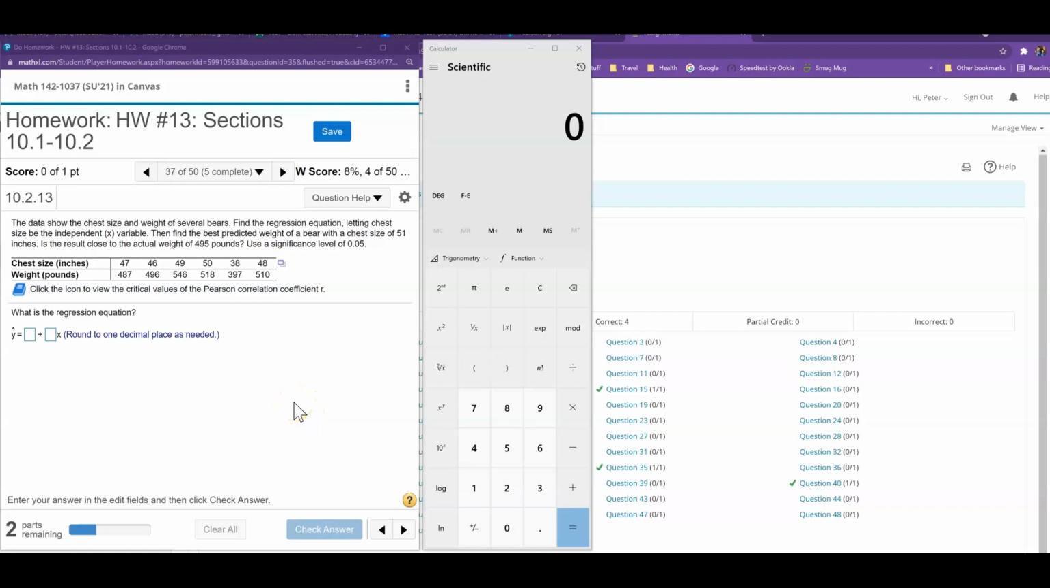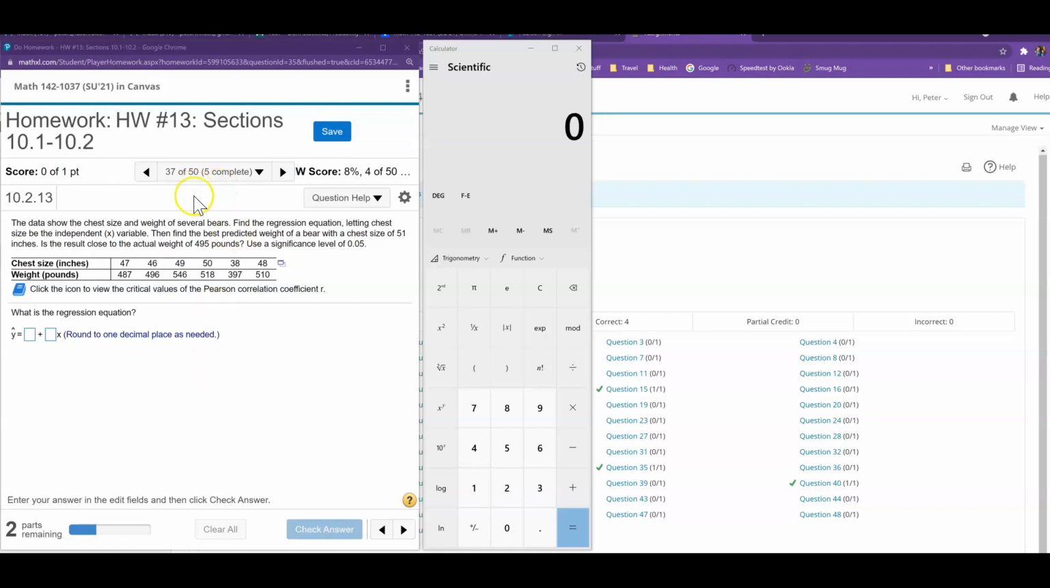Hey there, students. What I'd like to do in this video is show you how to use StatCrunch in order to take paired sets of data and come up with the regression line or the regression equation that's linear, and to decide whether to use that or not when trying to make an estimate or a prediction.